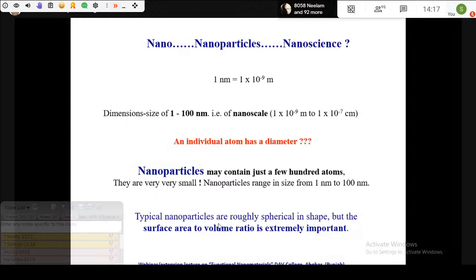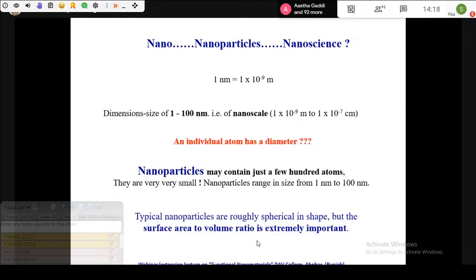Generally, we talk about the nanoparticle and they are called spherical, but there may be size variation also. We'll see in the next slides. But a very important thing is that at this size, what about the surface area to volume ratio?